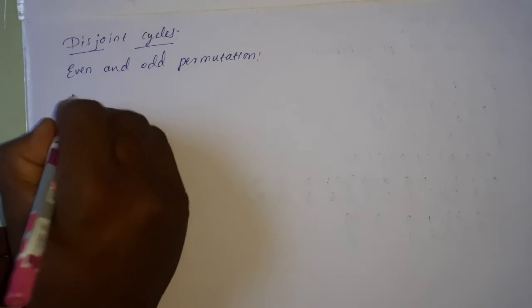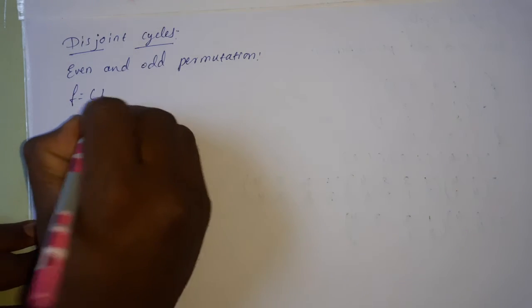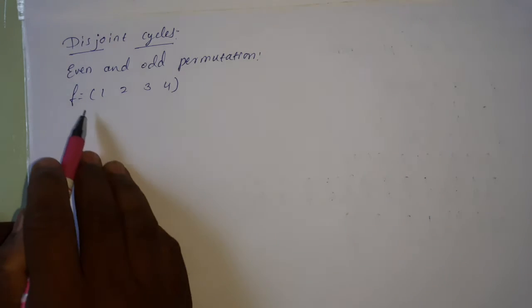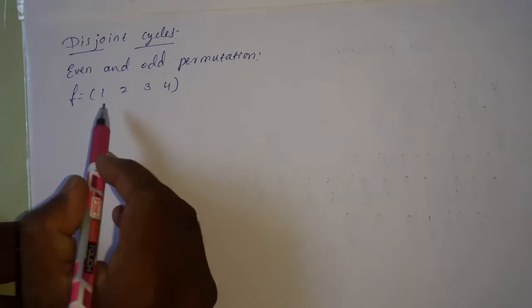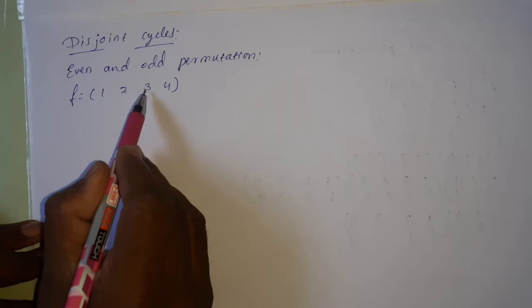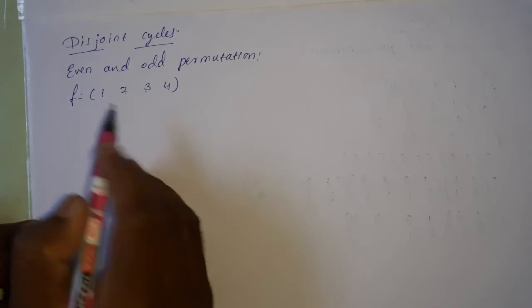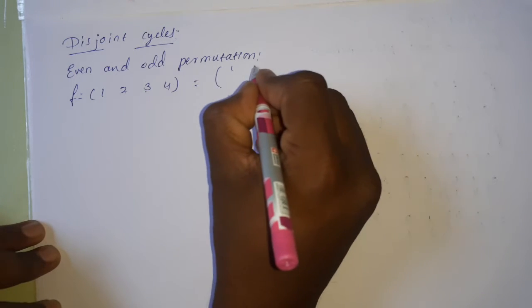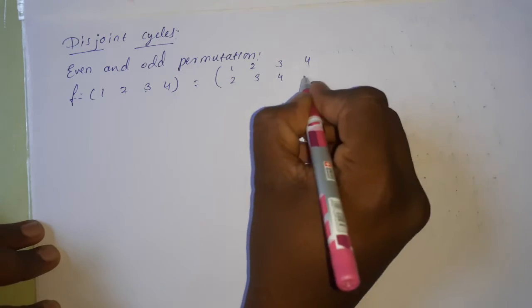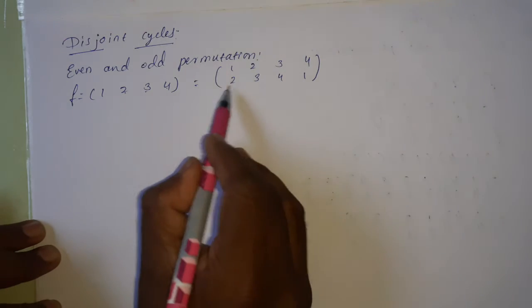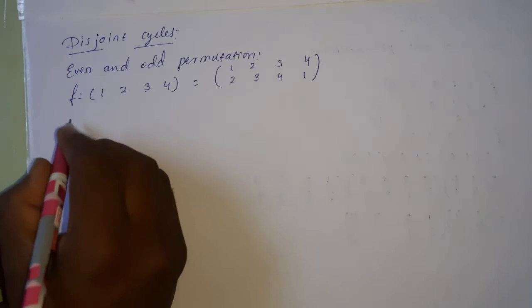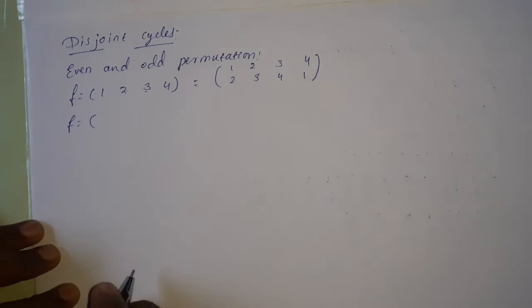Now let us consider one example. F is equal to (1 2 3 4). F equal to (1 2 3 4) means image of 1 is 2, image of 2 is 3, image of 3 is 4 and image of 4 is 1. Or we can write this as a permutation like this: 1, 2, 3, 4 on top, 2, 3, 4, 1 below, right. Then now how to decompose this one?